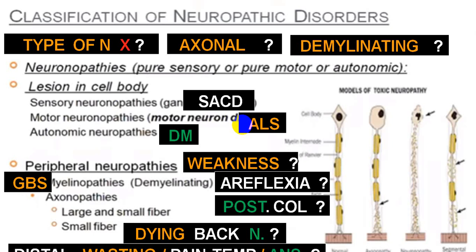GBS is a classical example of involvement of the posterior column and motor fiber involvement, the demyelinating variety. Subacute combined degeneration is another group, which can involve the motor, we call it radiculomyelopathy, motor as well as posterior column involvement. And another example is diabetes, and diabetes is more of small fiber involvement, more common as compared to large fiber involvement.